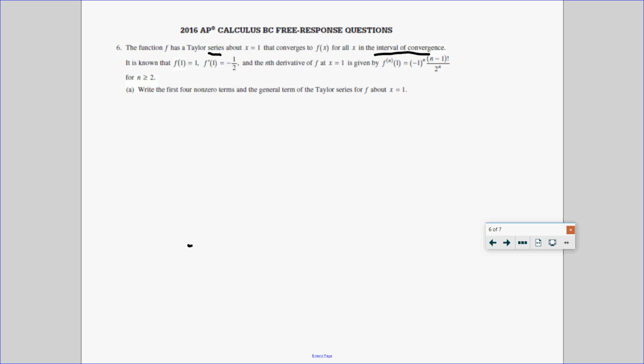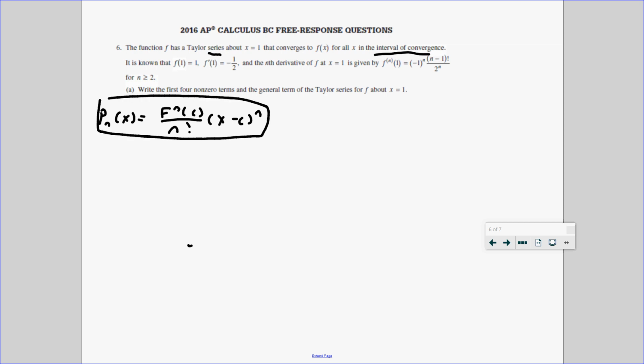Now, a Taylor polynomial, you might remember, is given by this little equation right here. This is how we generate a Taylor polynomial. You should have this for the test. You will need to know this. It was f^(n)(c) over n factorial times (x minus c) to the n. This is how we generate a Taylor polynomial, and that's what they're wanting us to do here, right? The first 4 non-zero terms of a Taylor, and in our case, again, a polynomial.